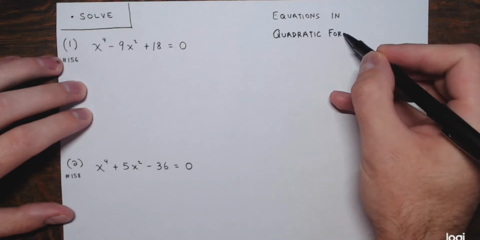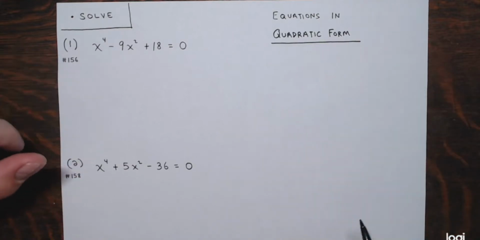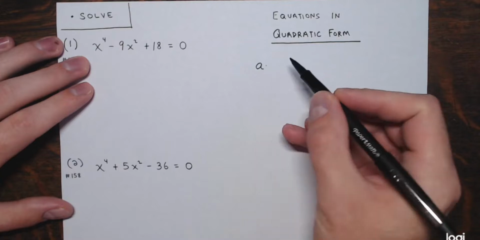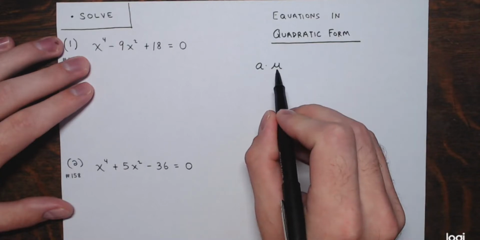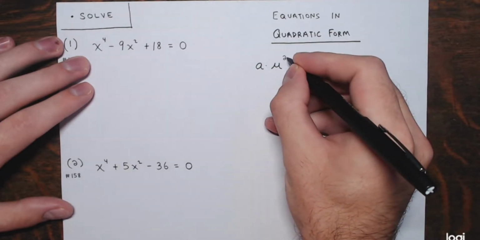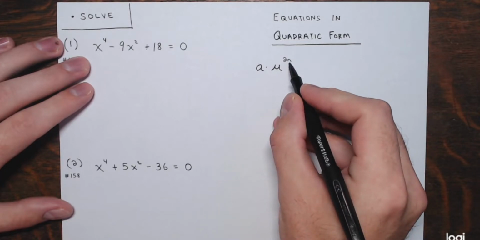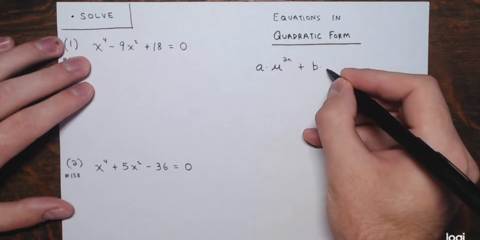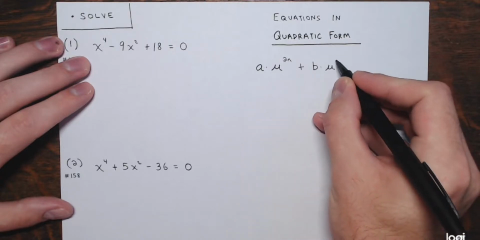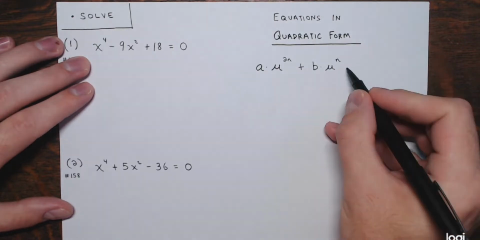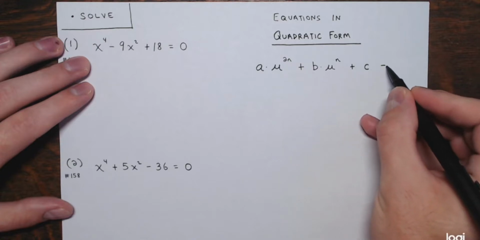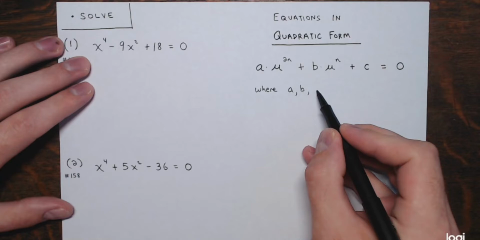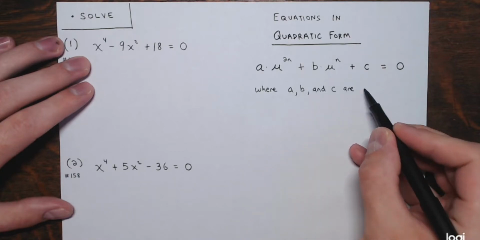Equations in quadratic form. These are equations that can take the form a times u, where u is some variable expression, to the 2n power, where n is an integer, plus b, where b is a number, times this same expression u to just the n power, plus some constant c, equals 0. Here a, b, and c are real numbers.